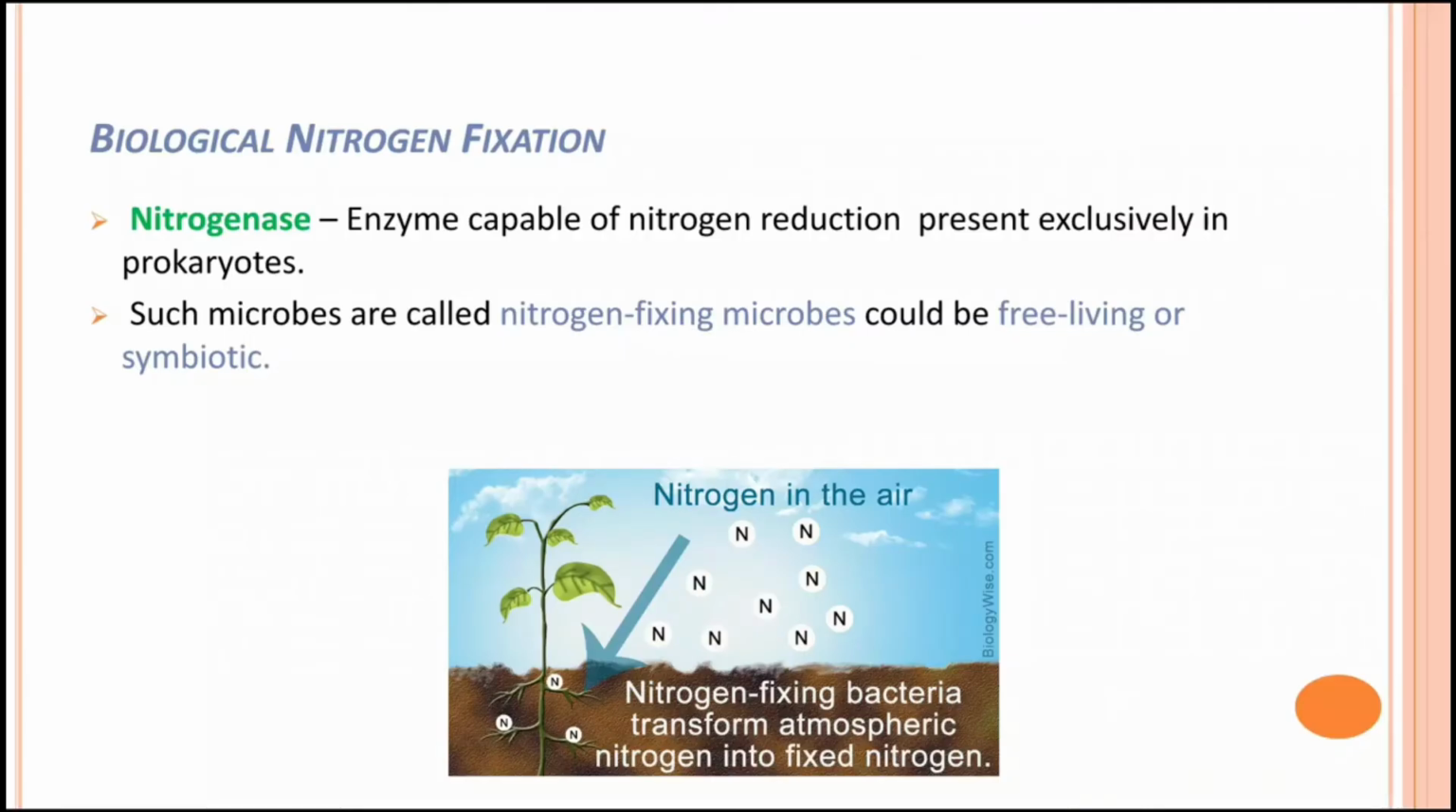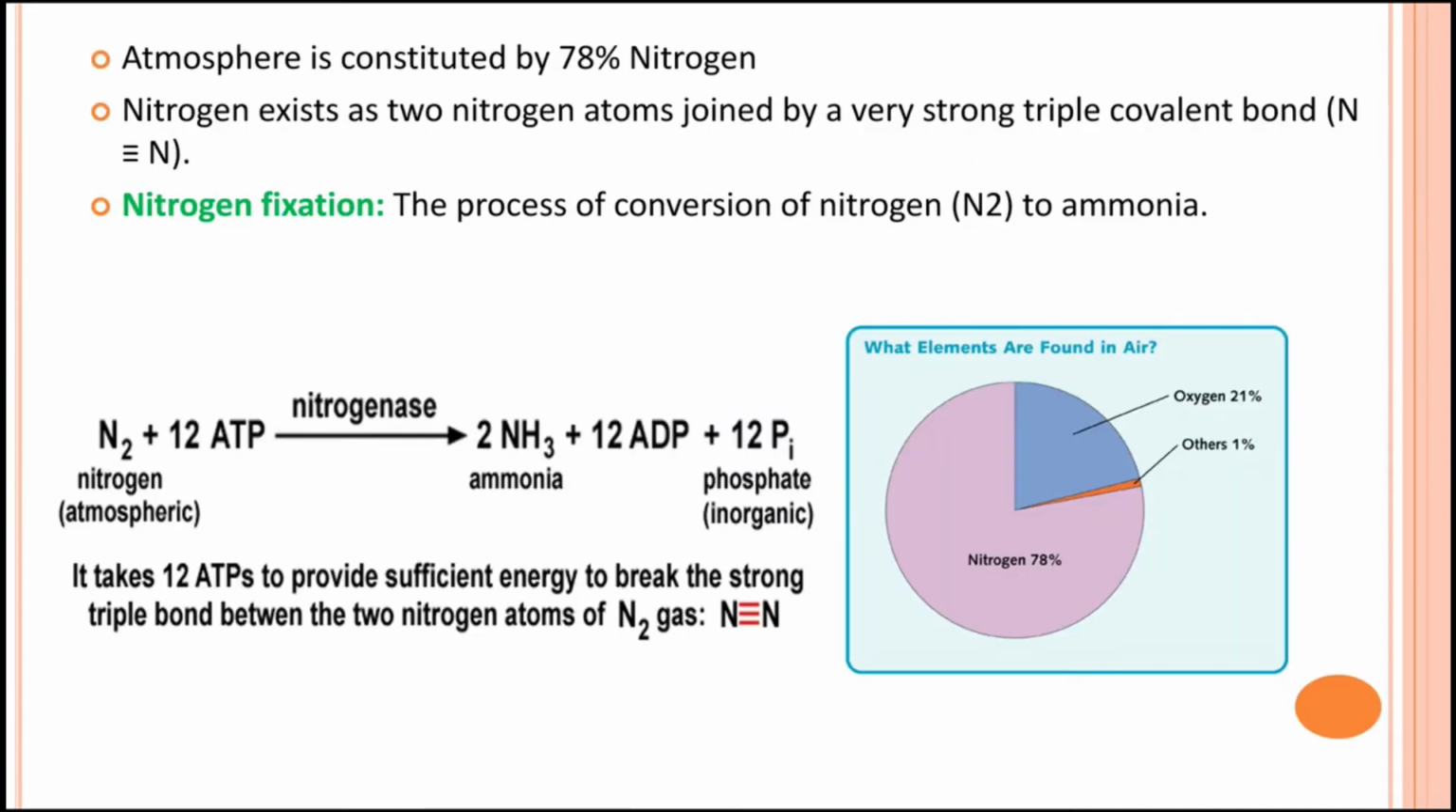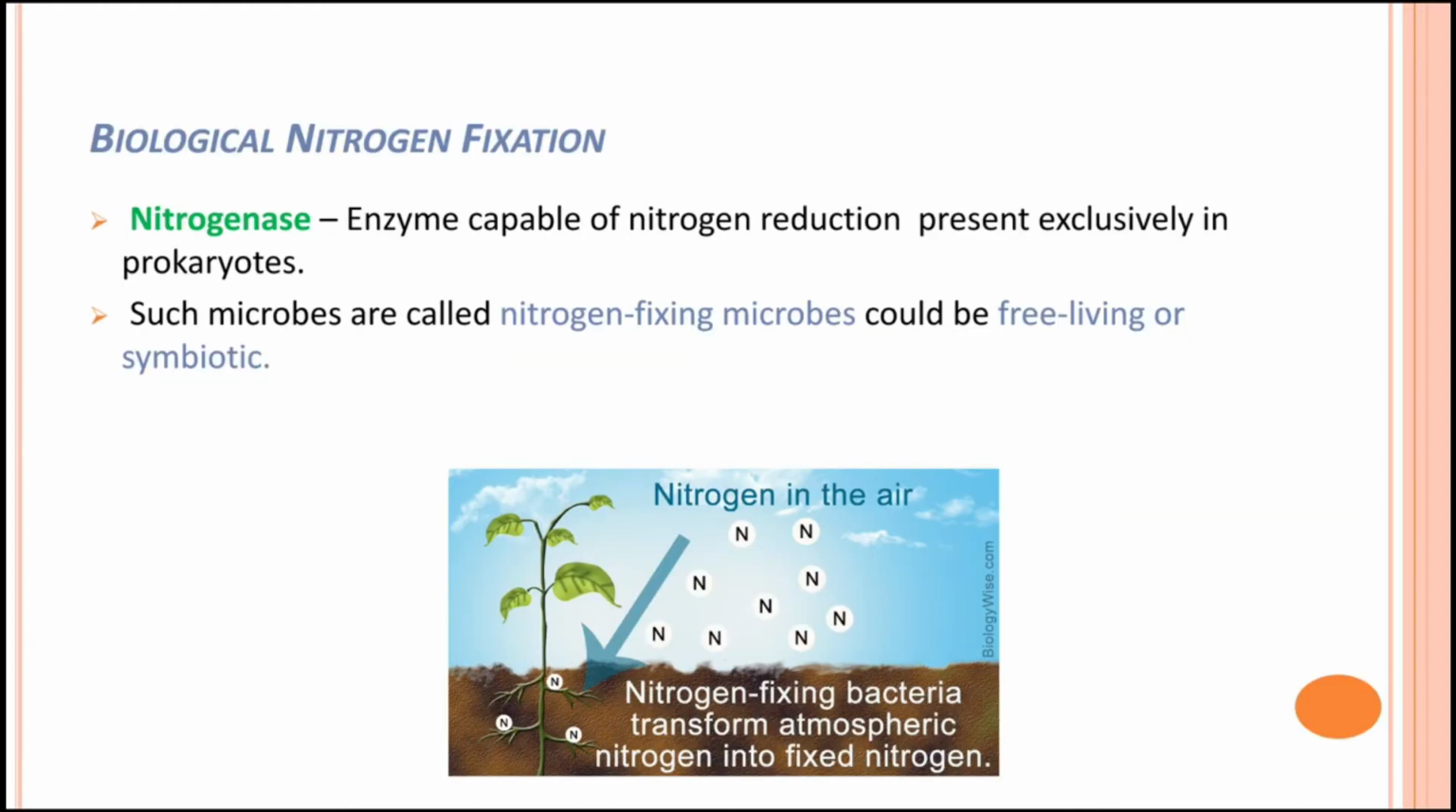Now let's talk about biological nitrogen fixation. Not every organism can fix nitrogen. Only those organisms which contain an enzyme called nitrogenase can fix nitrogen, and these organisms are exclusively prokaryotes. Only some of the prokaryotes fix nitrogen and they carry this enzyme called nitrogenase. So here in this reaction you can see that atmospheric nitrogen, when provided 12 ATP of energy in the presence of nitrogenase, forms ammonia. Here the reaction can be seen.